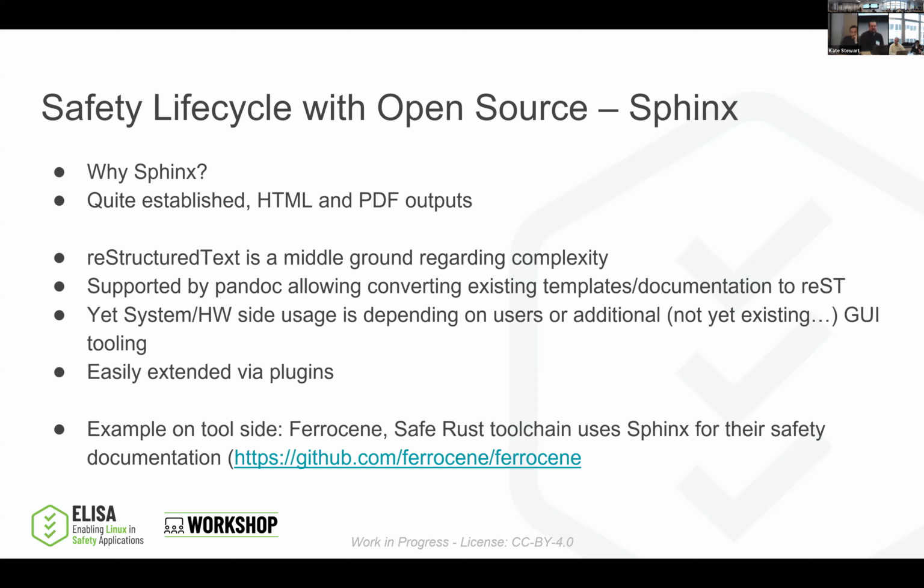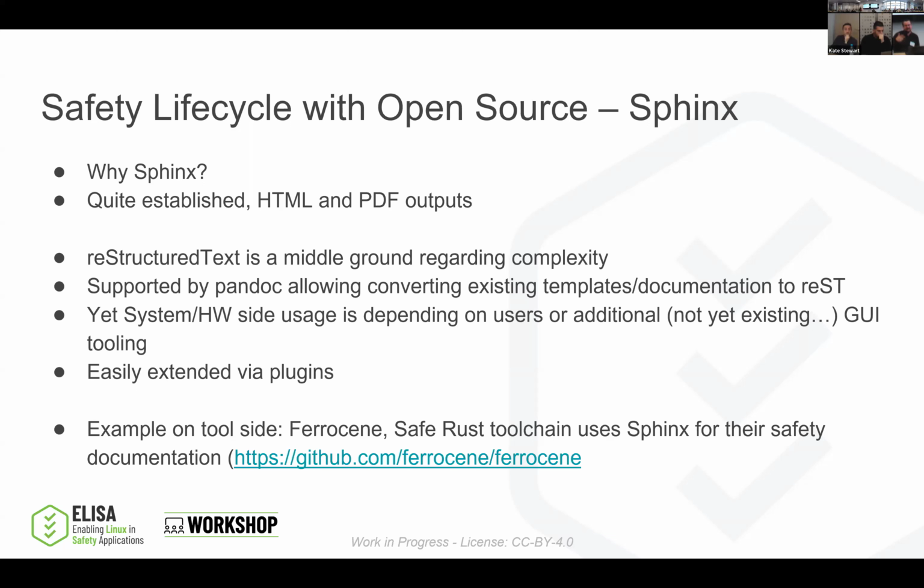One example where Sphinx has been used for open source functional safety development, on the tool side, not a product or embedded software component, is the Ferrocene safe Rust toolchain. It uses Sphinx for all the safety documentation, including the safety plan. All that is publicly available in their GitHub, so you can take a look at how they are using Sphinx.